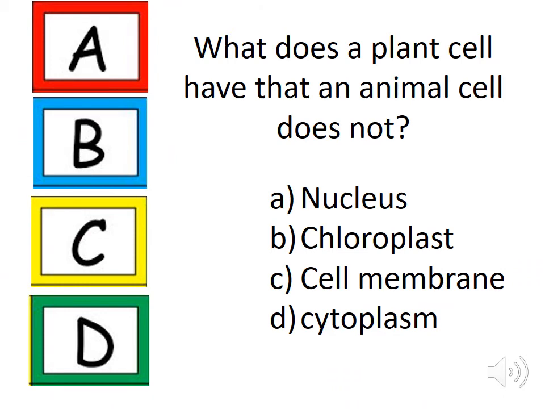So final thing we're going to do is a bit of multiple choice. As we normally do, take 4 scrap pieces of paper, A on one, B on the other, C on the third, and D. I'm going to say a question and I'd like you to hold up which answer you think is correct. So the first one, what does a plant cell have that an animal cell does not out of A, nucleus, B, a chloroplast, C, cell membrane, and D, cytoplasm? Well done if you're holding up B for a chloroplast.